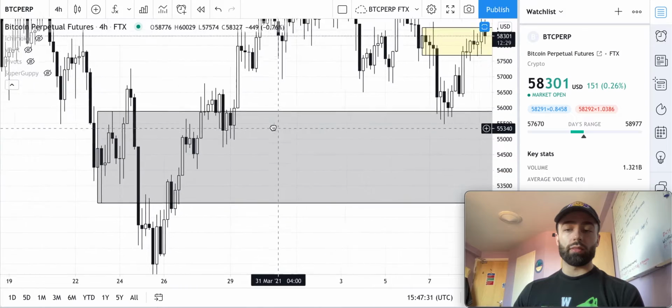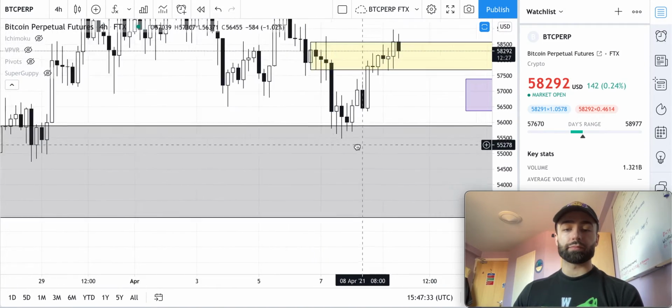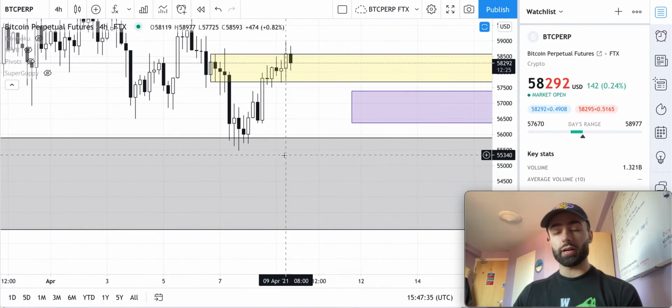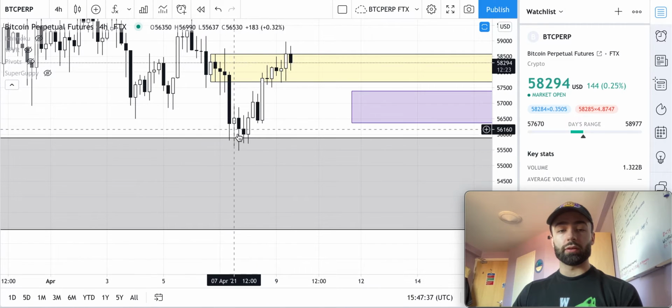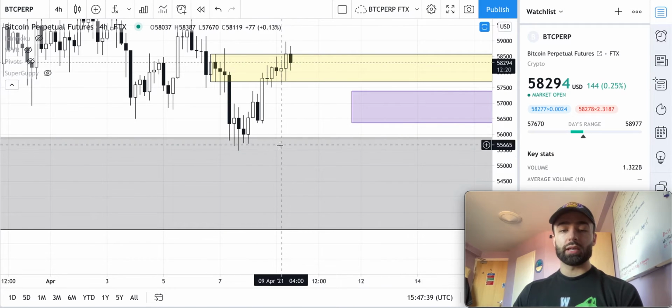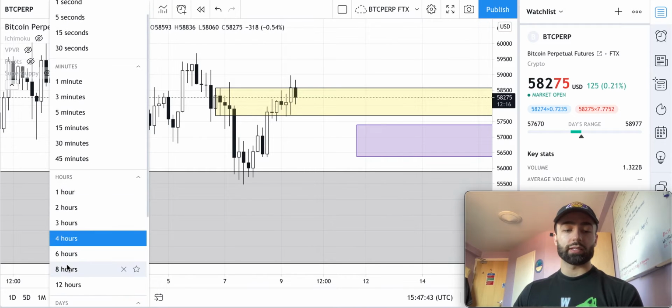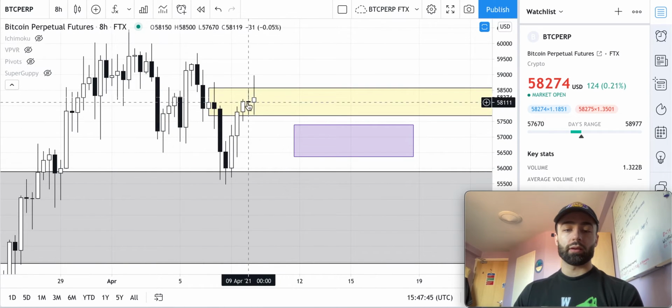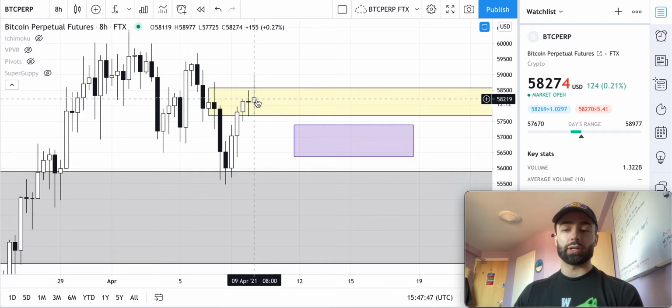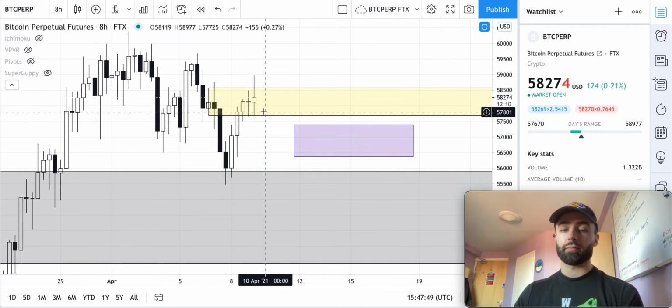And so the wicks can be very informative for you as a trader. And I encourage you to look at those when you're analyzing price to see what are the wicks telling me. Because if we look at the wicks on this 8-hour candle right here, the wicks are telling us we should have a short-term drawdown in price.